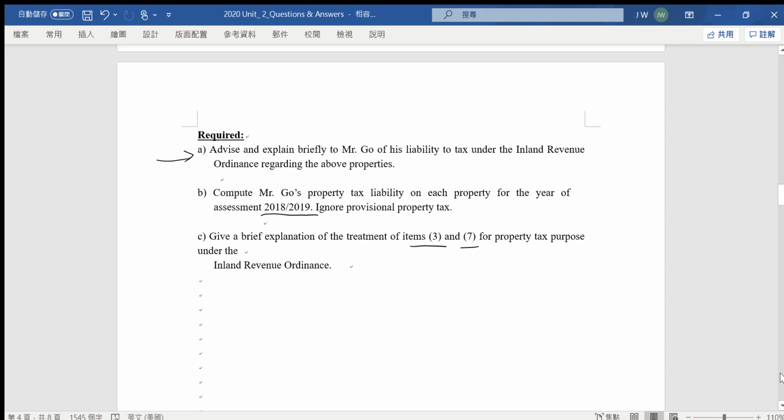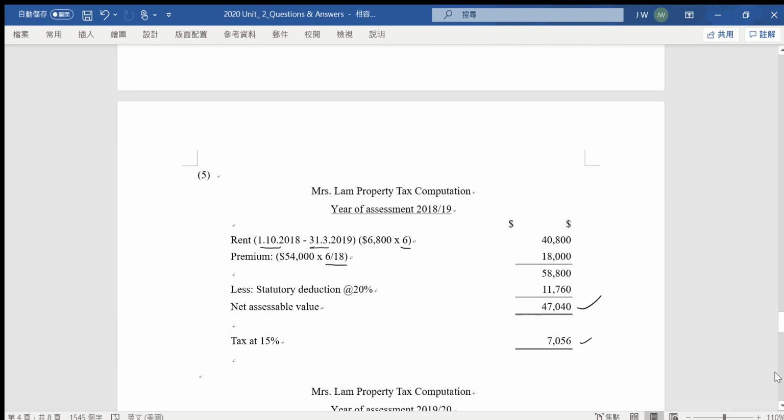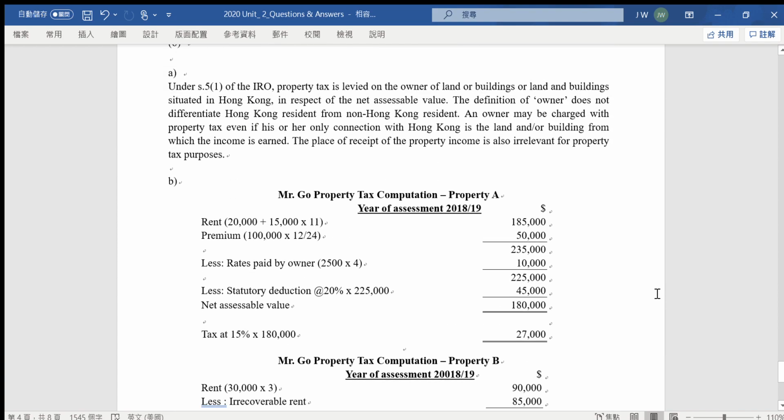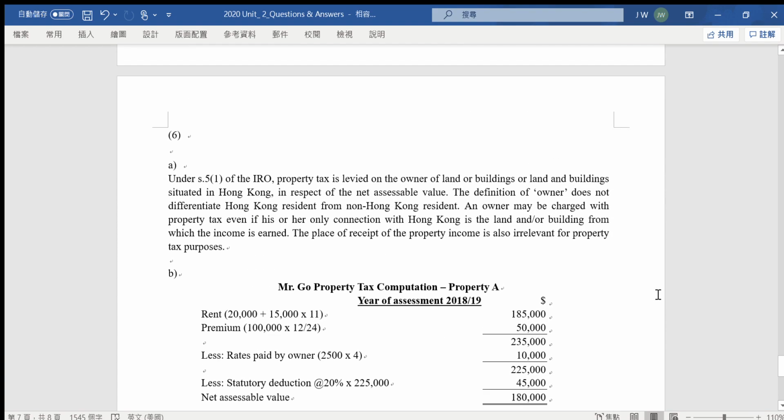Okay, now we look at the answer. First part is to explain to Mr. Goh about his tax liability and obligation. And I used to cite section 5.1 of the Inland Revenue Ordinance. You mentioned that property tax is levied on the owner of the land or building or land and building situated in Hong Kong. Okay, and that is the key thing, situated in Hong Kong, about the properties. And also the definition of owner.